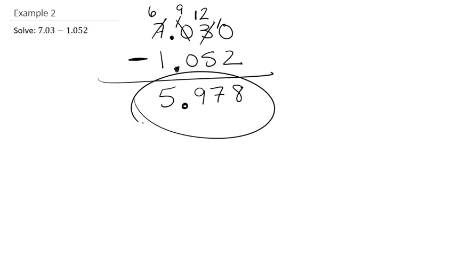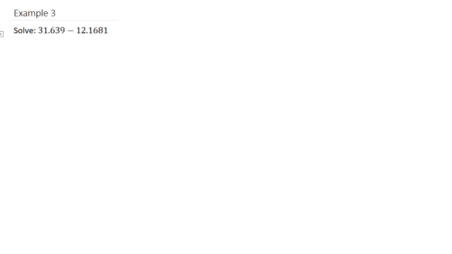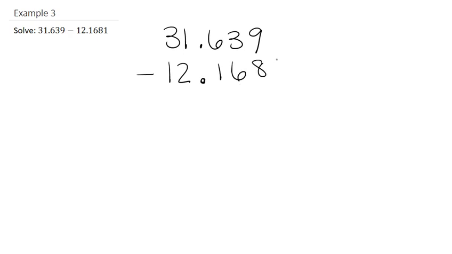So let's go ahead and look at one final example. Solve for the following. We have 31.639 minus 12.1681. So we have 31.639 minus 12.1681. So we've lined up our decimals. We're going to add that 0 to make it even on both top and the bottom.